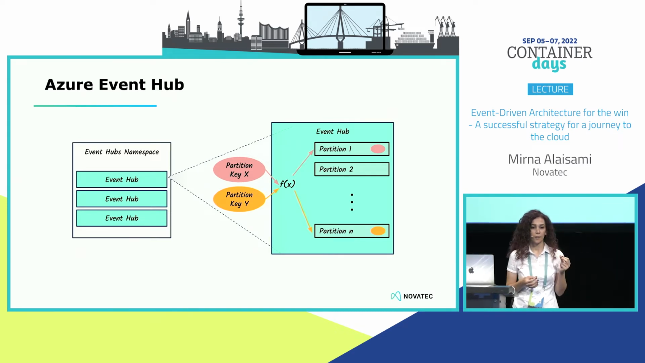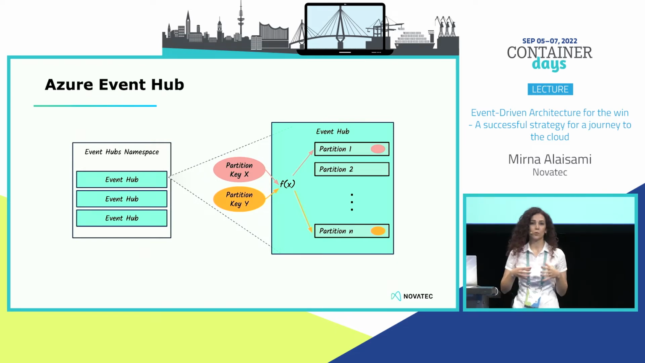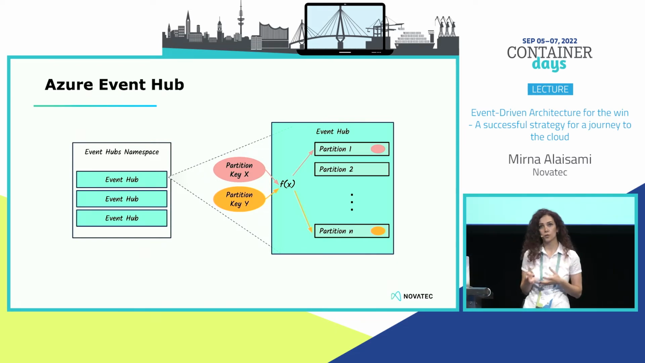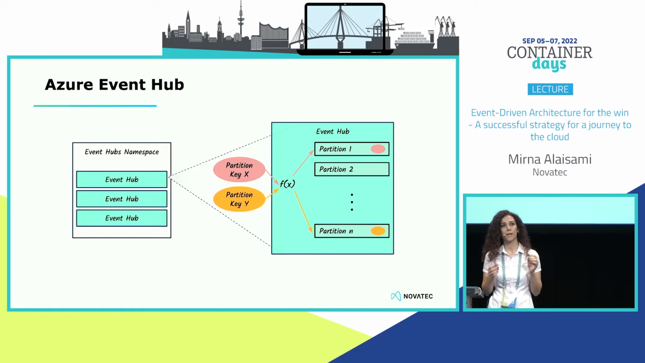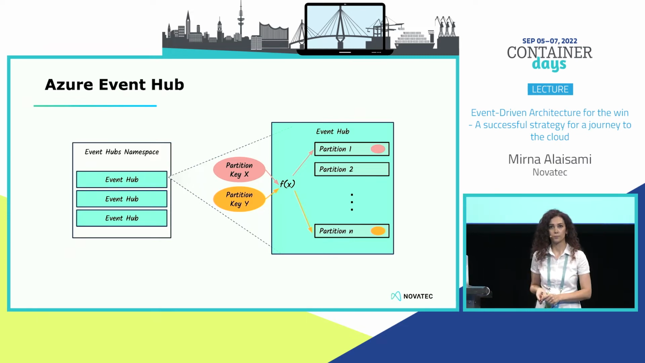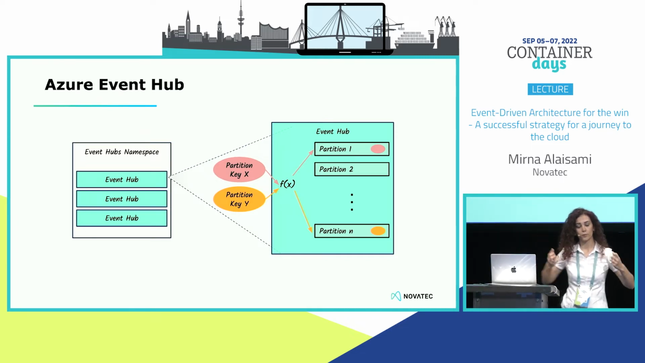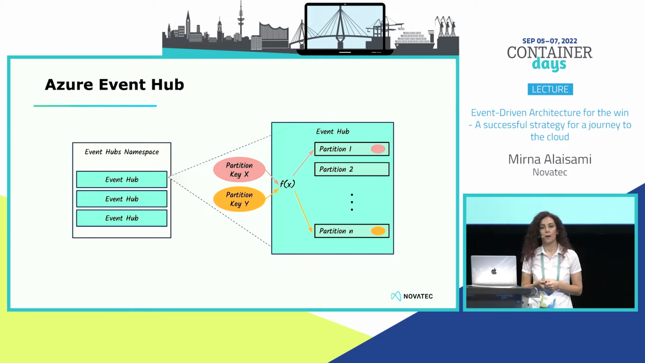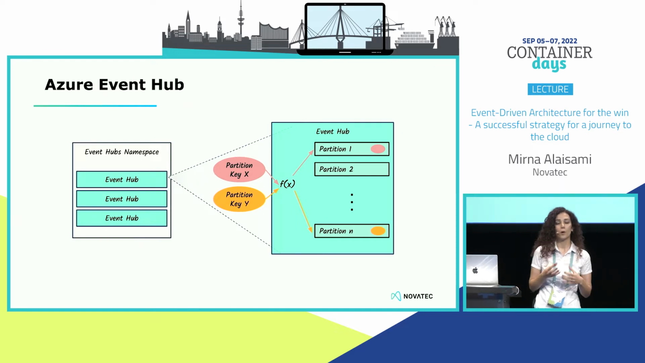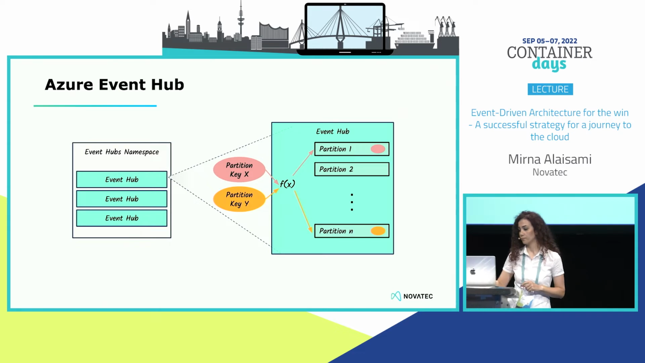So when we send our event with a key to Azure Event Hub, it will use a static hashing function in order to decide how to assign those events to the different partitions, making sure that all the events having the same key will end up on the same partition. And in our case, we also decided to use those keys in order to group our events and aggregate them according to some attributes.